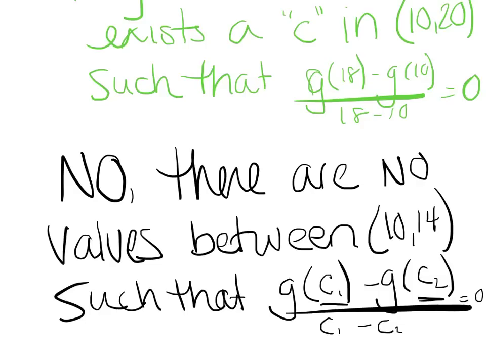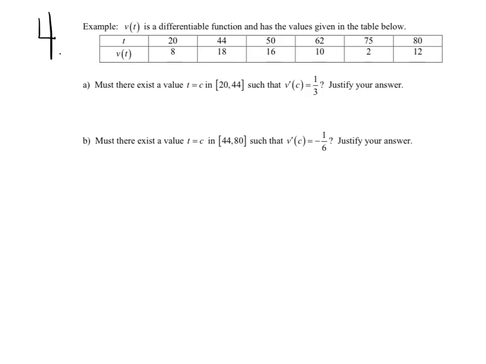Alright, example 4. Given that v of t is differentiable, so again, I'm going to say to myself that implies continuous. A, must there exist a c? So again, that's my hint that they're talking about the mean value. Between 20 and 44, so I'm just going to break it up, such that the slope equals 1/3.